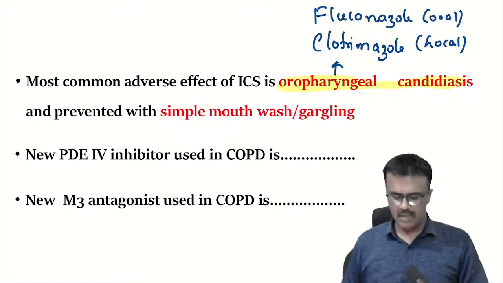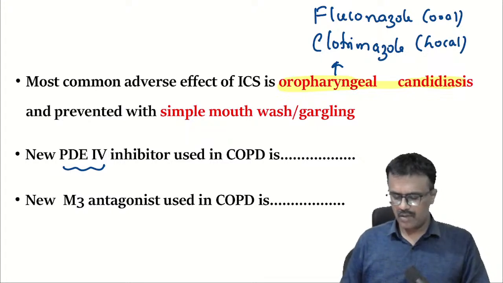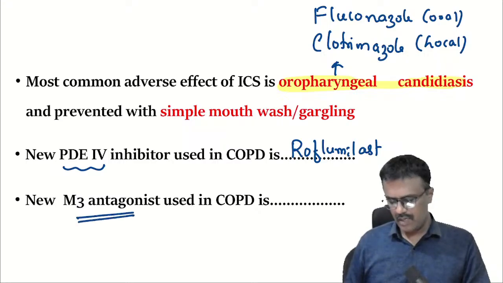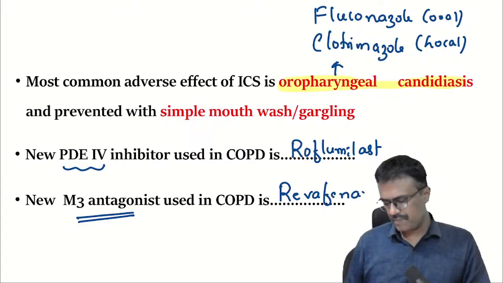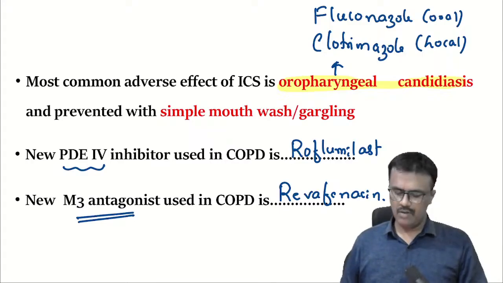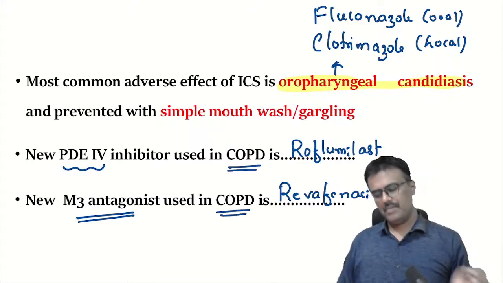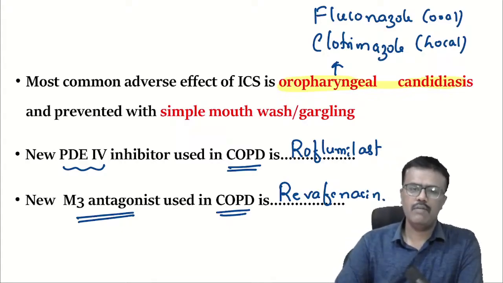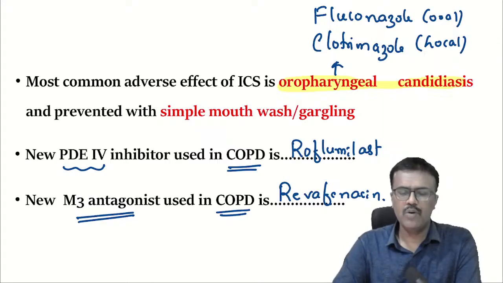What is the new phosphodiesterase 4 inhibitor used in COPD? The name is roflumilast. New M3 antagonist used in COPD is revefenacin. Revefenacin. These are the new updated drugs for COPD. Phosphodiesterase 4 inhibitor is roflumilast. M3 antagonist is revefenacin. Have you heard of darifenacin, for overactive bladder? Revefenacin is for COPD.